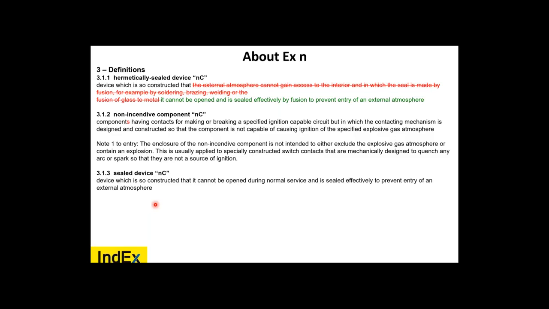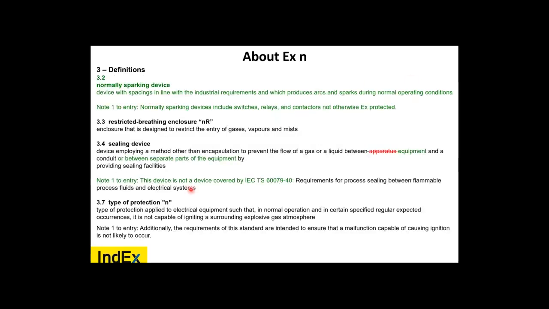Now, sealed devices. Devices which is construction that it cannot be opened during normal service and is sealed effectively to prevent the entry of explosive atmosphere. So the difference between sealed and hermetically sealed is hermetically sealed means it has been welded shut. That's the easiest way to explain it. The non-incentive, it's components inside of something. Now, normally sparking device, well, we already know that. Normally sparking devices, switches, relays, contacts, not known to be EX protected.